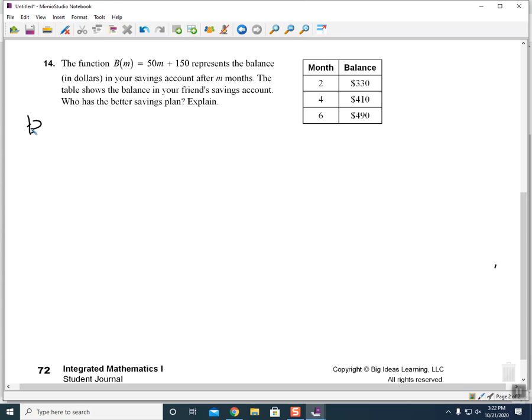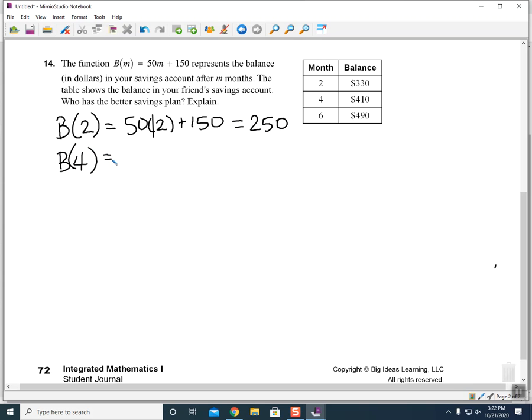So if I have b of 2, I would have 50 times 2 plus 150, which would equal 250, right? 50 times 2 is 100. b of 4 equals 50 times 4 plus 150. 50 times 4 is 200 plus 150 would be 350.